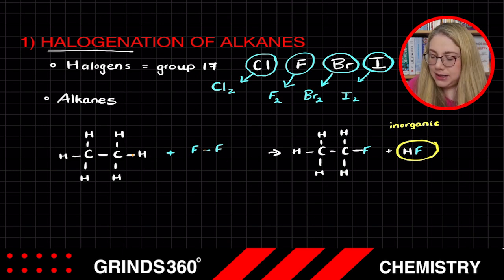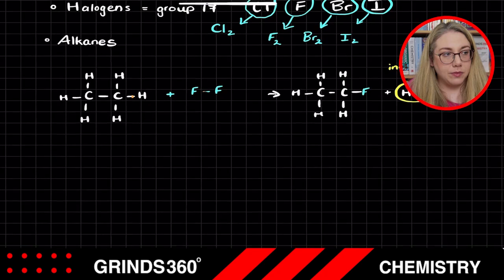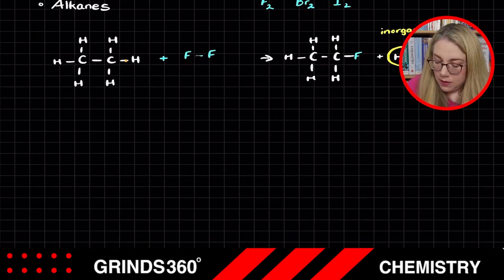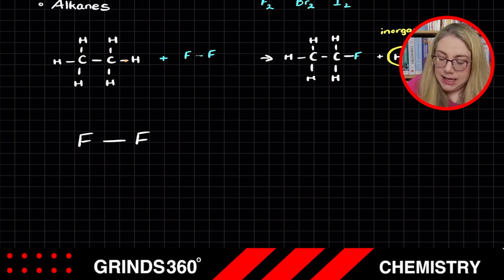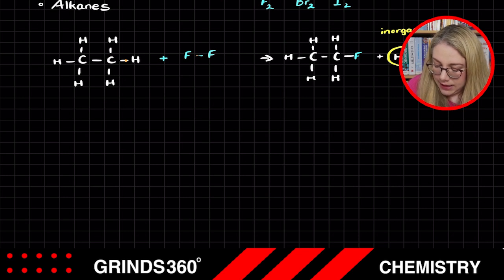Now, when that happens, the fluorine-fluorine bond is going to break. Now, if we go back and have a look at the dot and cross diagram for fluorine, I have one fluorine atom. It's in group 7, so it has 7 electrons in its outer energy level.